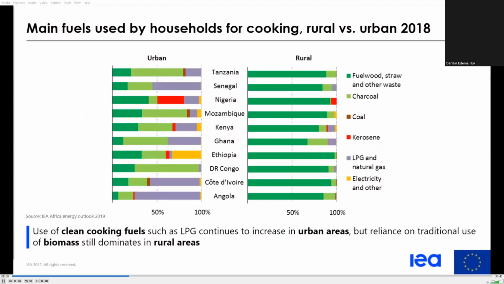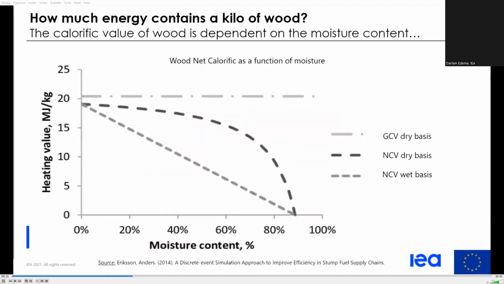In urban areas, we have a bit more fuel mix for cooking, where we have some use of LPG, kerosene, and electricity. However, in rural areas, it is still primarily fuel wood and charcoal. We often know how much kilo of wood that we collect, but how much energy does that wood contain? This is one of the barriers of biofuels data collection.